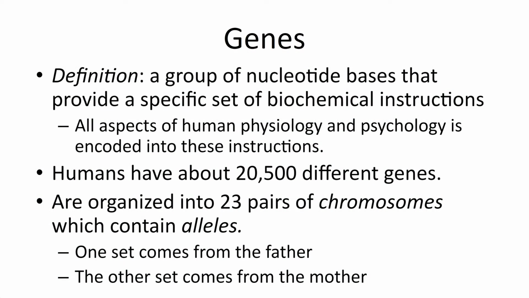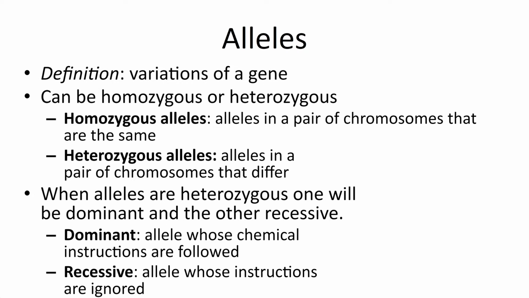Now, humans have about 20,500 different genes organized into 23 pairs that we call chromosomes. And with these chromosome pairs, each individual part of that pair is called an allele. So one set comes from the mother and one set comes from the father. So you have the father's alleles and the mother's alleles. So all an allele is, is a variation of a gene.